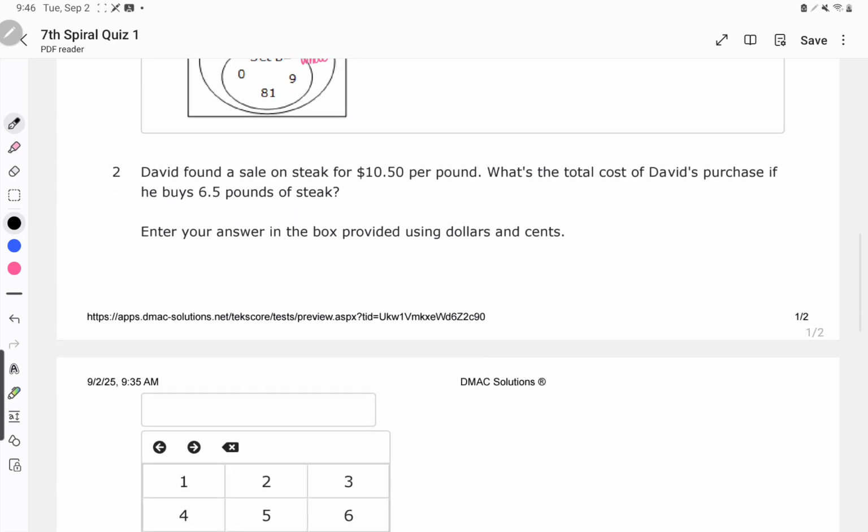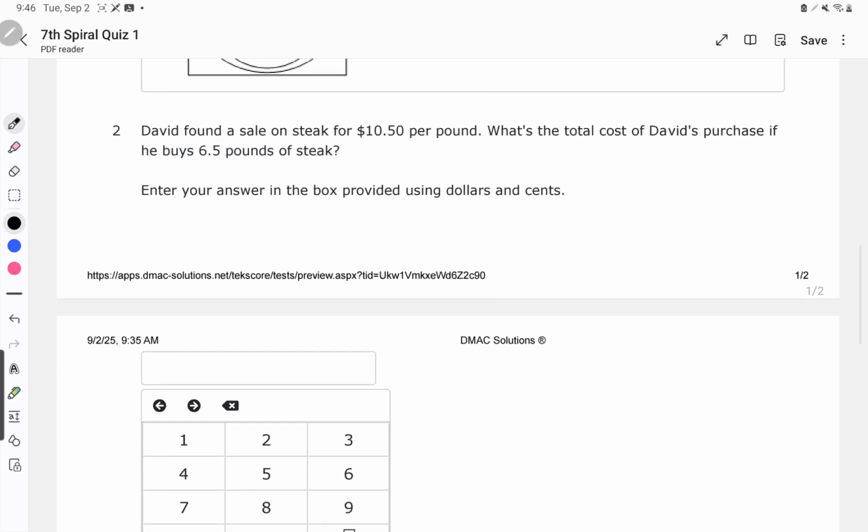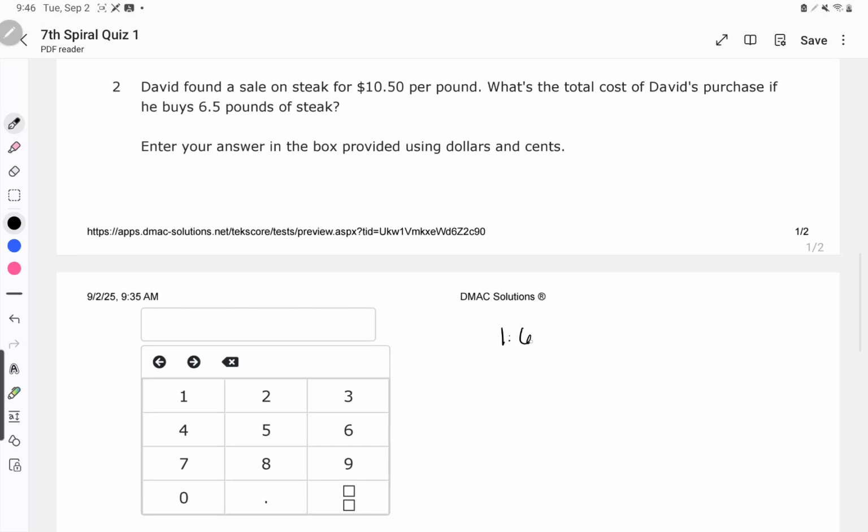All right, this one says, David found a sale on steak for $10.50 a pound. What is the total cost of David's purchase if he buys 6.5 pounds of steak? So when we look at this one, what I am seeing is that I am buying 6.5 pounds, and each one of those pounds is going to cost $10.50. So the first one is going to cost $10.50. The second one would cost $10.50. The third one would cost $10.50, and so on and so forth.